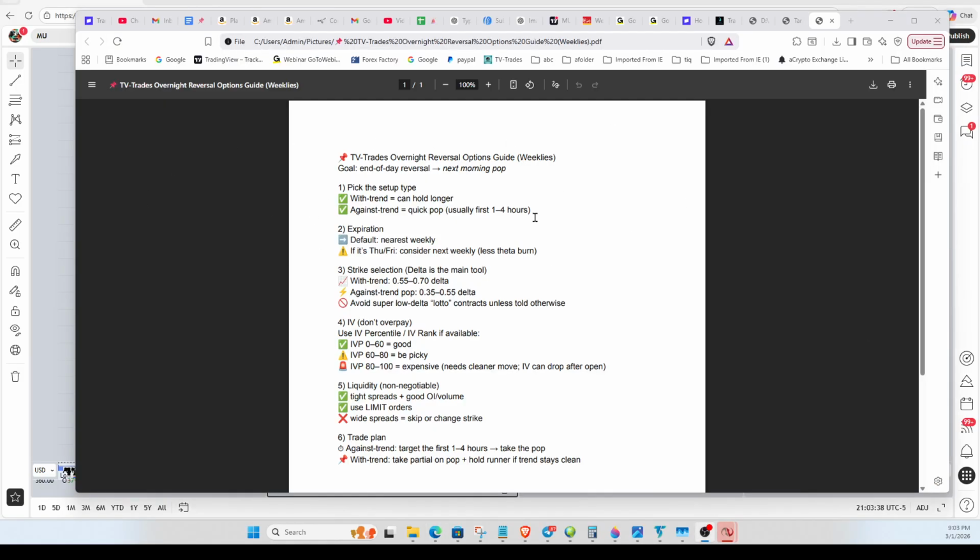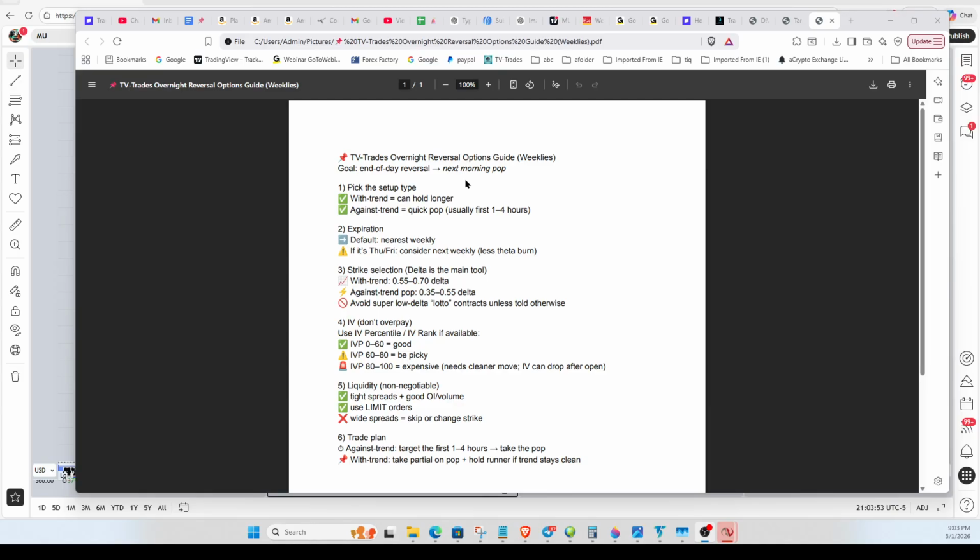Okay, so here we are, back to my checklist. Step 1, pick the setup type. You're going to have one with the trend, which you can hold longer, and against the trend, which is usually a quick pop. If it's against the trend, you're usually looking to get your profit out of that in the first hour or two.